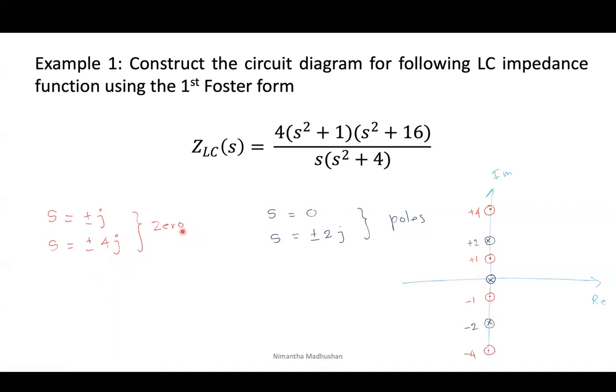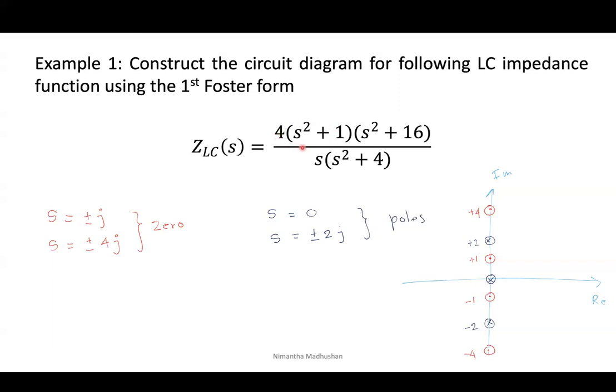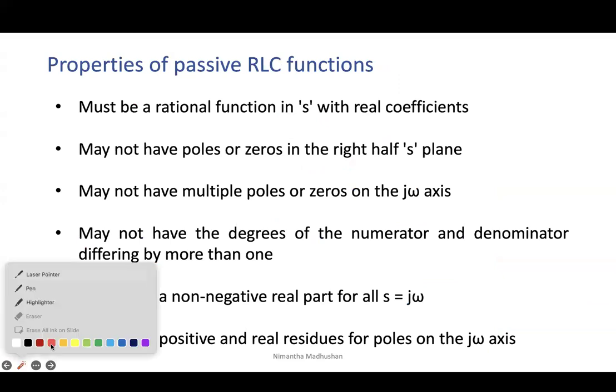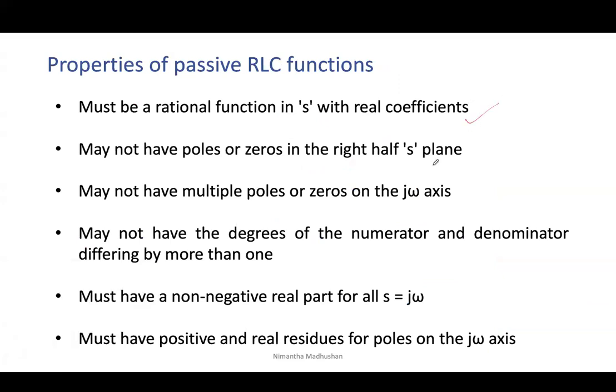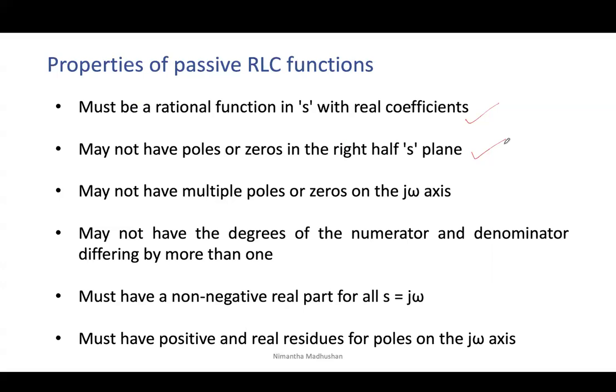Now I will move to the properties. The first one says it must be a rational function in S with real coefficients. It is a rational function with real coefficients of S. So the first property is okay. Then the second property says it may not have poles or zeros in the right half S plane. This is the right half plane. You can see there are no poles or zeros in this right half S plane. Then the second property is satisfied.